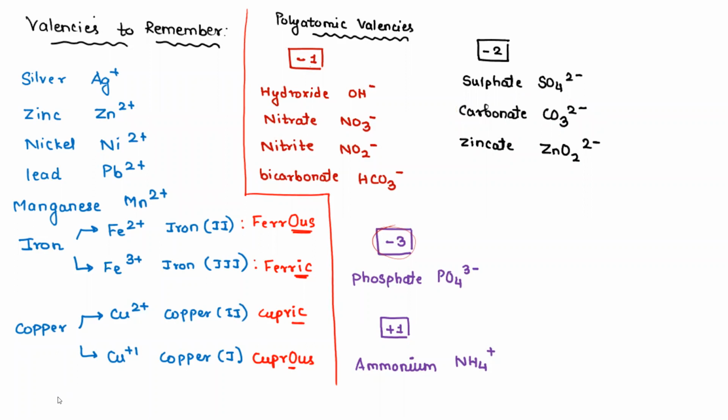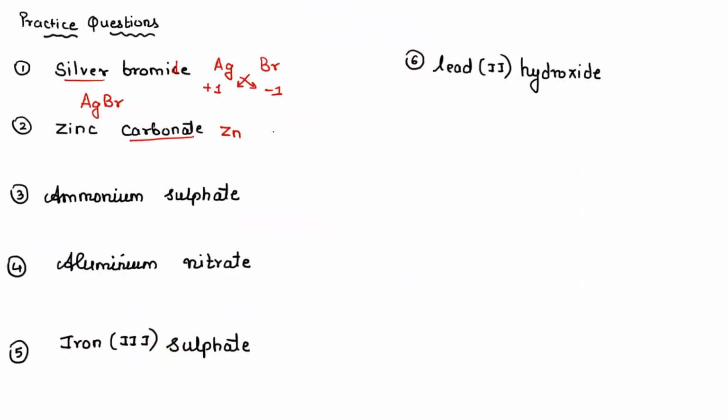Now remember, look at these valencies of polyatomic ions. Generally they end with ATE, ATE, ATE, which means you have to remember the valency chart. So zinc carbonate, it is CO3, +2 -2, crisscross, it is going to be ZnCO3.